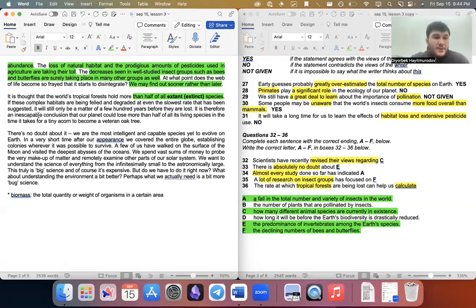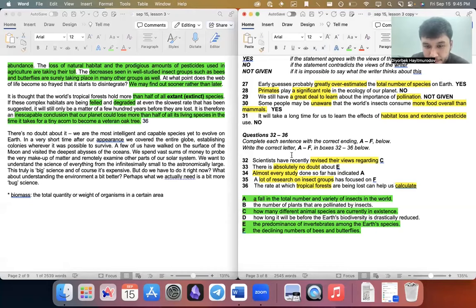If these complex habitats are being felled, felled means cut and degraded, even at the slowest rate that has been suggested, it will only be a matter of a few hundred years before they are lost. It's therefore an inescapable conclusion that our planet could lose more than half of all its living species in the time it takes for a tiny acorn to become a veteran oak tree. Okay, that's the answer for 36, guys. What do you think the answer is?